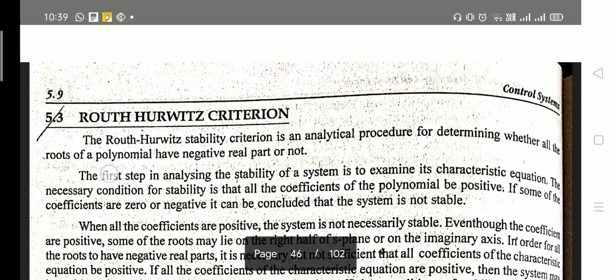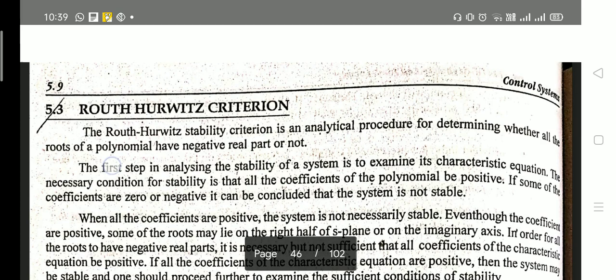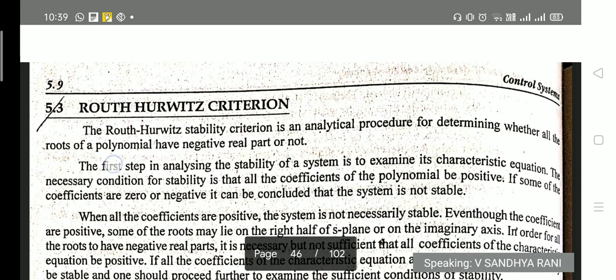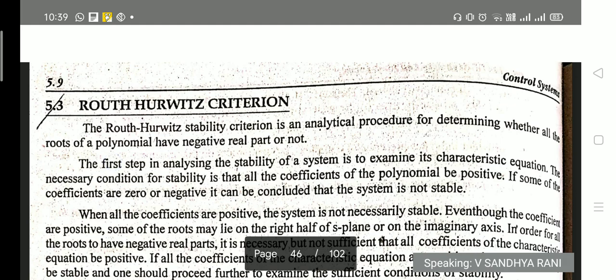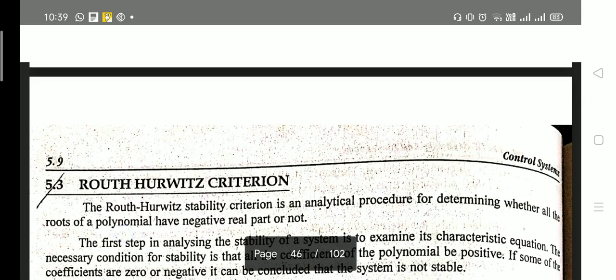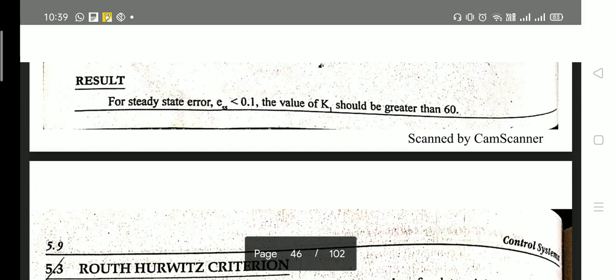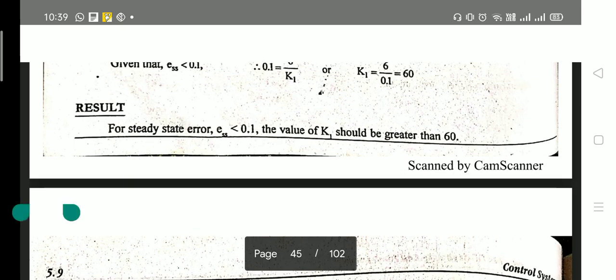Next two topics are RH criteria and root locus. From this, one question is compulsory. Okay, next class I will explain RH criteria and root locus. So in this time response, time domain analysis and error constants, any doubts, ask me.